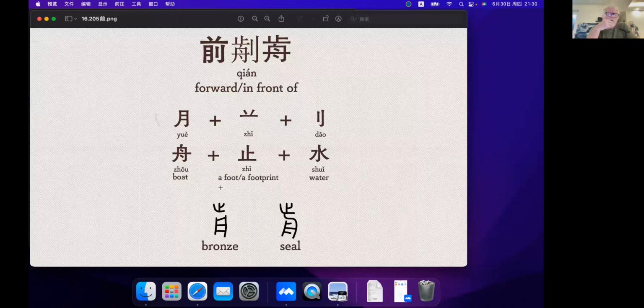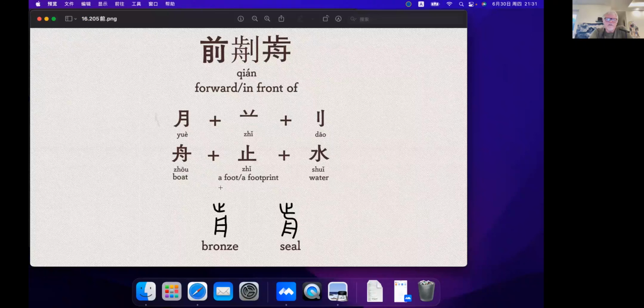But the dao, where does the dao come from? In some ancient characters, the... I think it comes from the knife you have to use in order to relieve the boat from the shore, in order for boats to go forward. Yes, it could be.